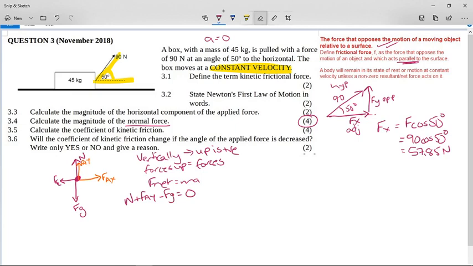So if we come back here to look at our triangle over here, the y component of the force is the opposite part of the triangle.